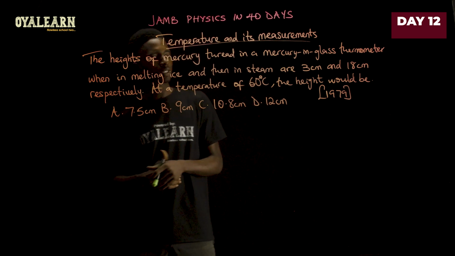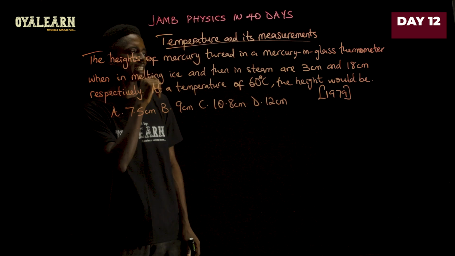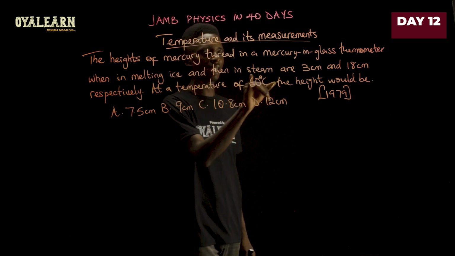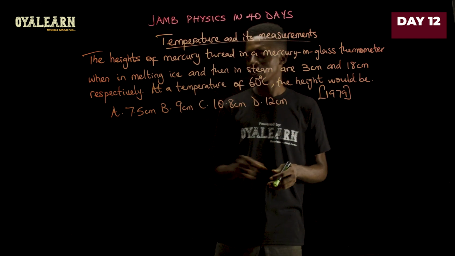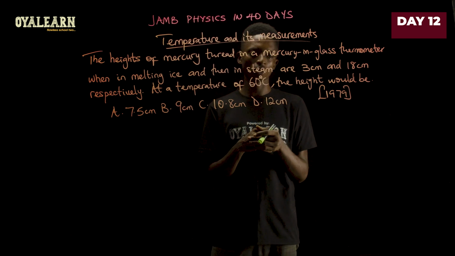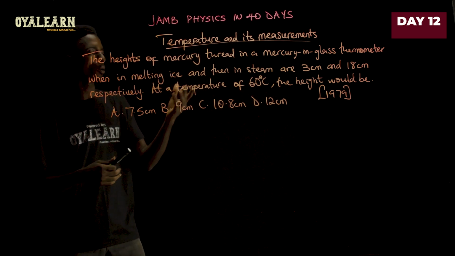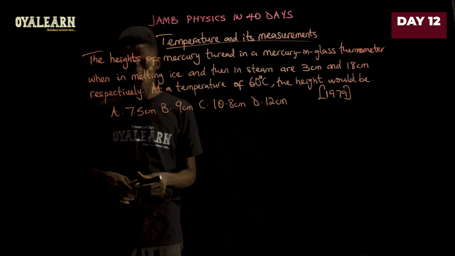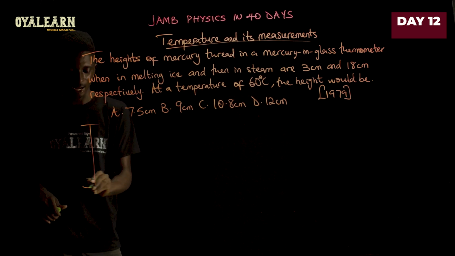This 1979 UTME question says, the height of mercury thread in a mercury in glass thermometer when in melting ice and then in steam are 3 centimeters and 18 centimeters respectively. So at a temperature of 60 degrees Celsius, the height would be... In this case you see that we're working with an unknown scale and we are comparing it with the Celsius scale. So let's put them side by side using this diagram.